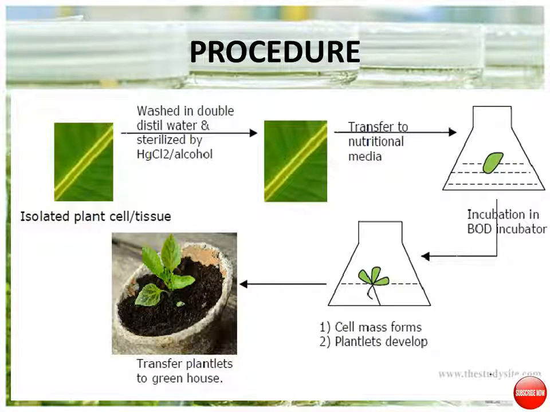Now coming to the procedure which is involved in plant tissue culture, basically first the isolated plant cell or tissue is taken, which is the explant. It may be any part of the plant, which may be stem, root or leaf. Then it is washed in tap water, and further surface sterilization takes place, where it is washed with double distilled water and also sterilized by HgCl2 or alcohol. Then it is transferred to nutrient medium.